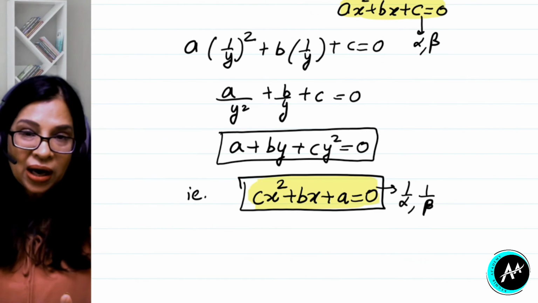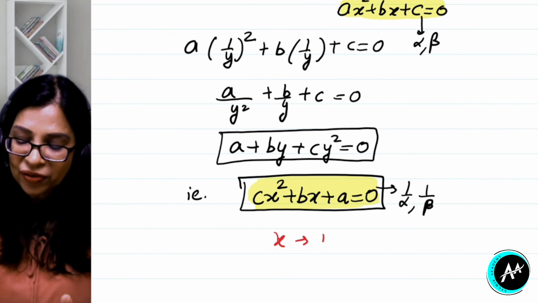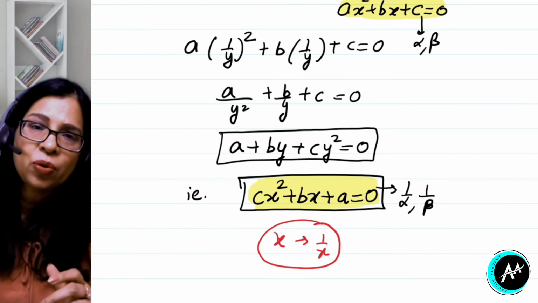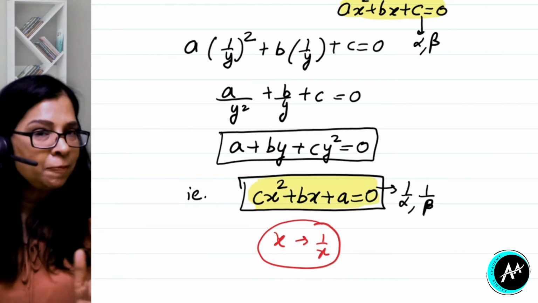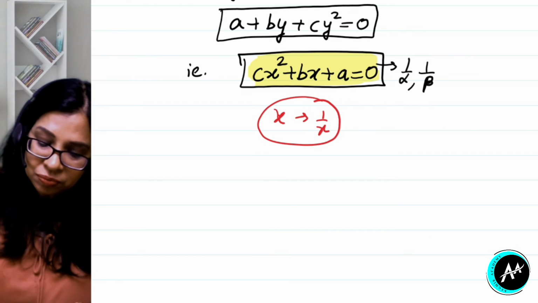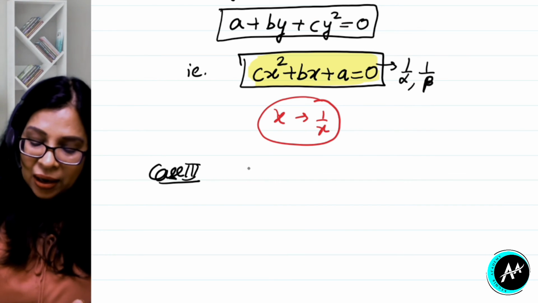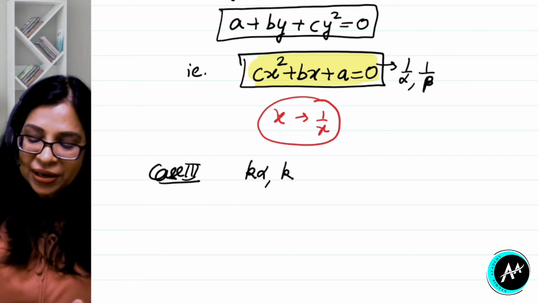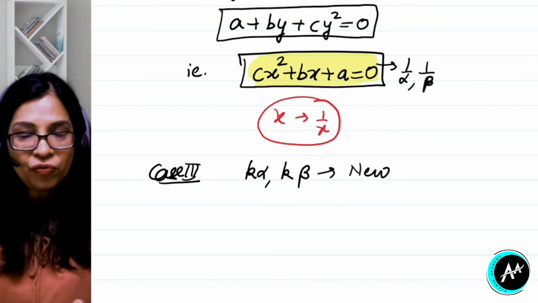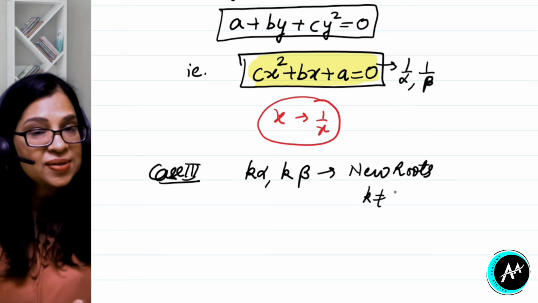So in a way, what are we doing? We can say that we are replacing x by 1 by x. So if the roots are reciprocal, simply in the given quadratic equation, you replace x by 1 by x. Let me take case 3 now. Case 3 we may take that new roots are k alpha, k beta. These are the new roots where k is any non-zero constant.